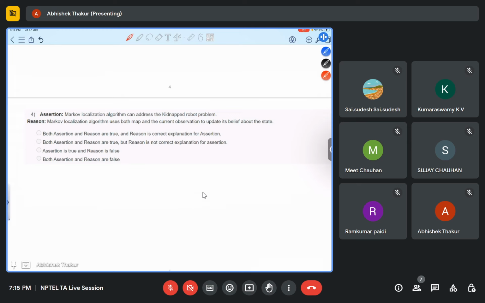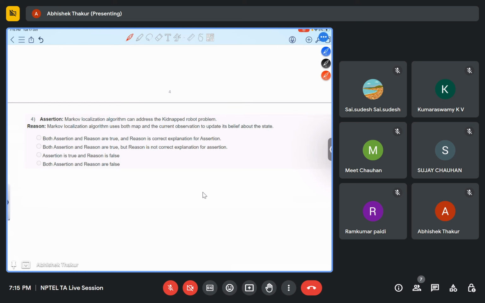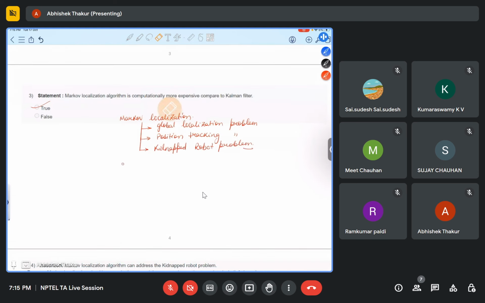We'll move on to the next question. Actually, it updates. You can write this line also. It updates the probability at all the positions within the whole state space at any given time. So it will be more computationally expensive.